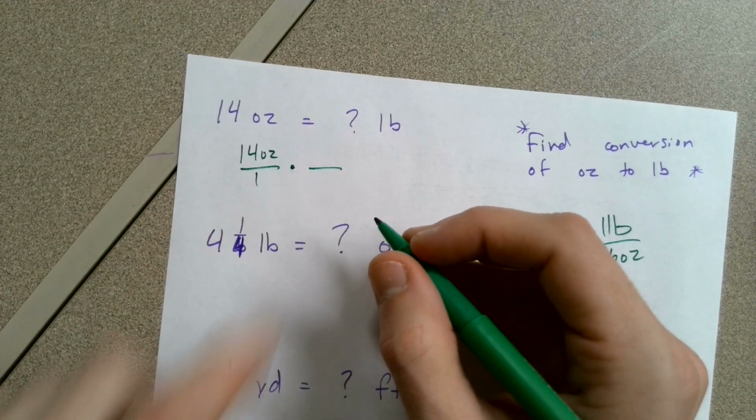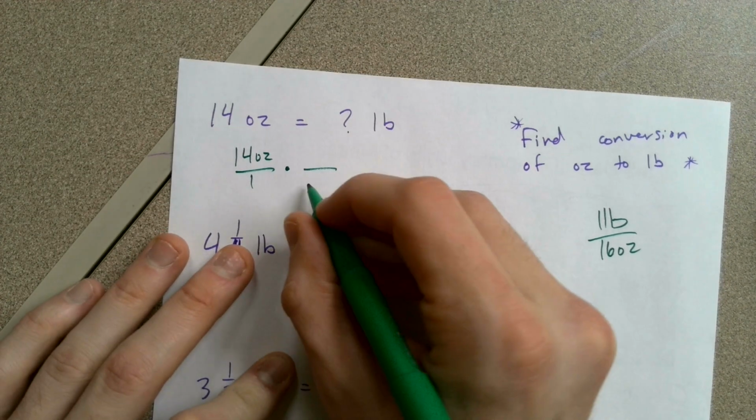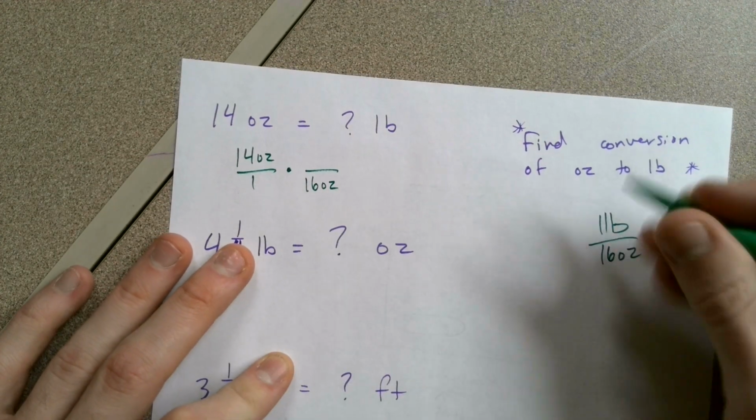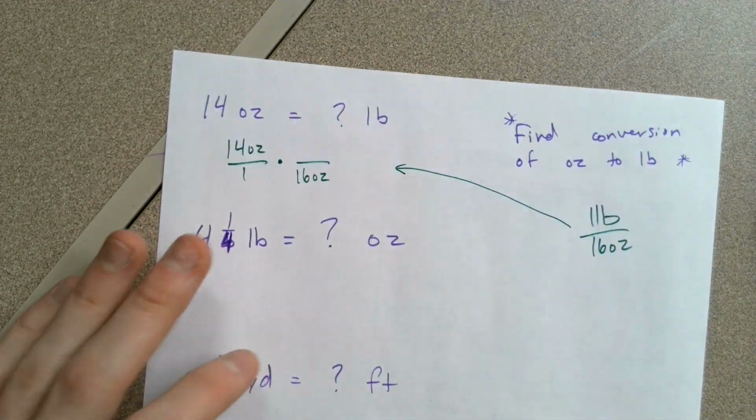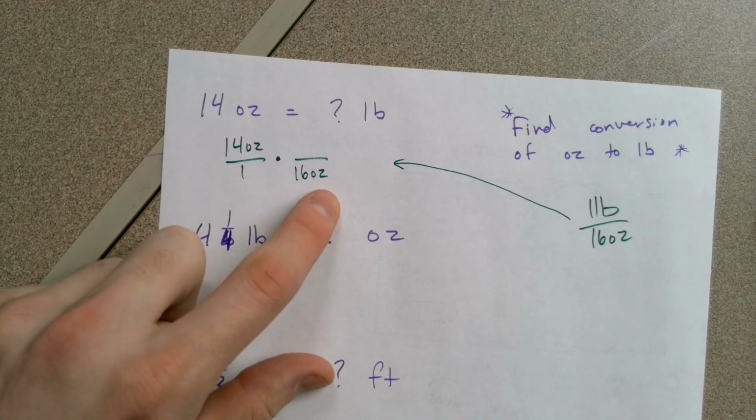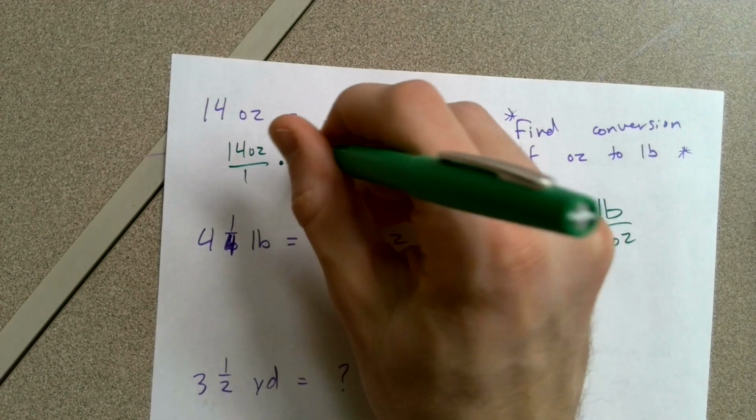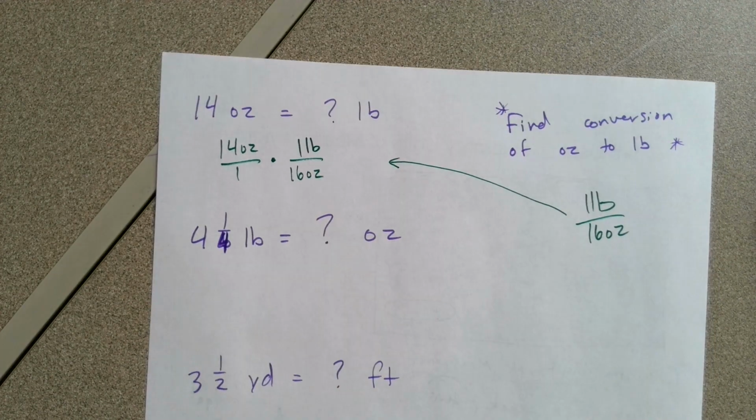Do I want to leave ounces on top? No, I don't. In order to cancel out, I got to put ounces on bottom. So this is where I plug in my conversion rate, right over here. Bring that in, pop that baby in. I got ounces on top, ounces on bottom. Those are perfect. Those will cancel out. Put 1 pound on top.